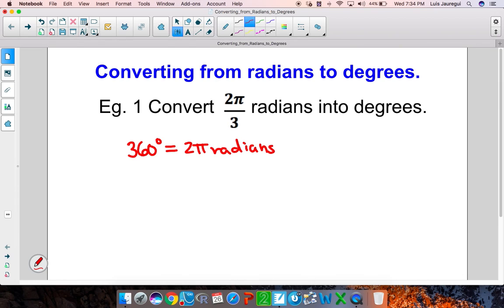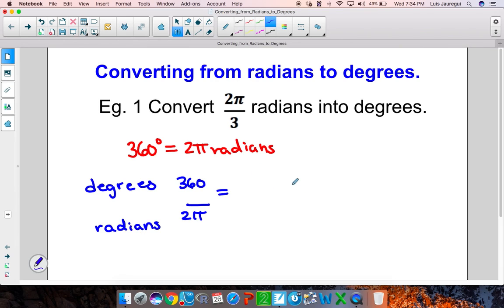Example 1: convert 2 pi thirds radians into degrees, or 2 pi over 3 radians into degrees. Let's go ahead and write our labels here. Since we're comparing radians and degrees, I'm going to say degrees and then radians here. Now, I know I have 360 degrees for every 2 pi radians. That's based on this particular fact.